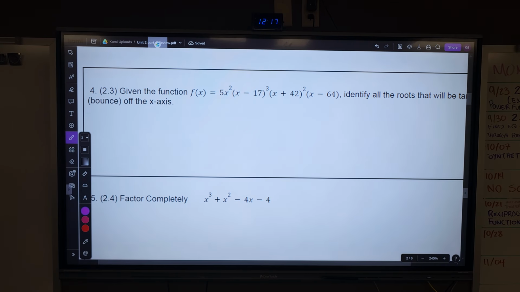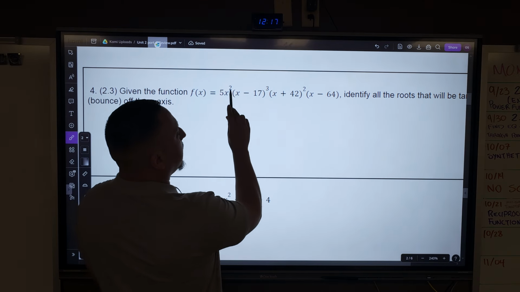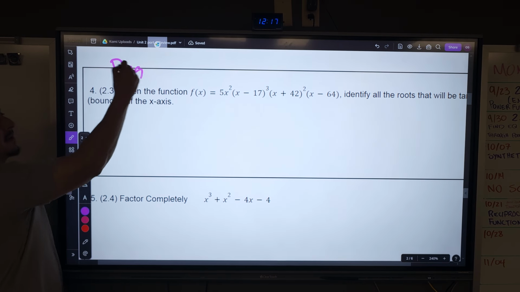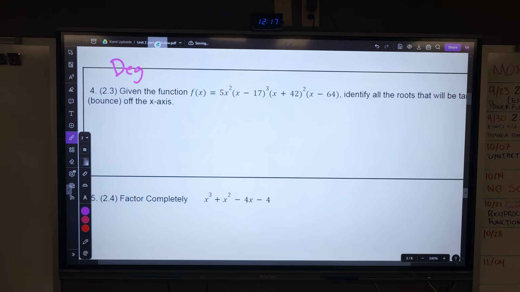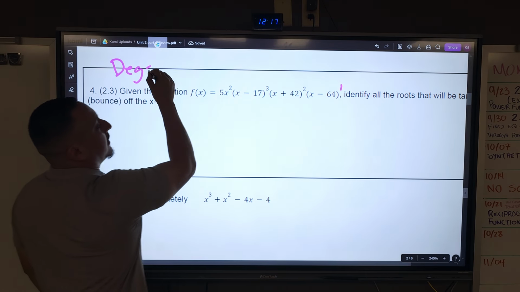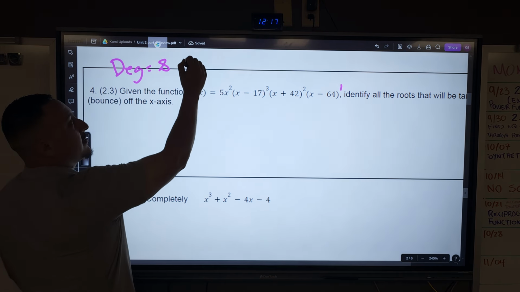But first, let's get a picture of this. A lot of people miss this question on the test when I asked you for degree, because a lot of people would have said 7. But it's really 8, because this one's a 1 right there. So it's really an 8. And it's positive in the front, so it's going to be a W.